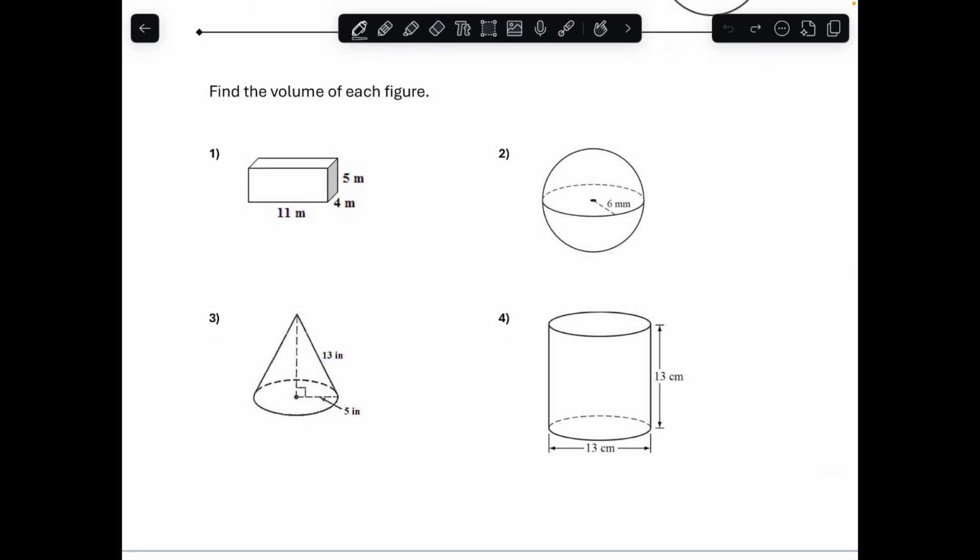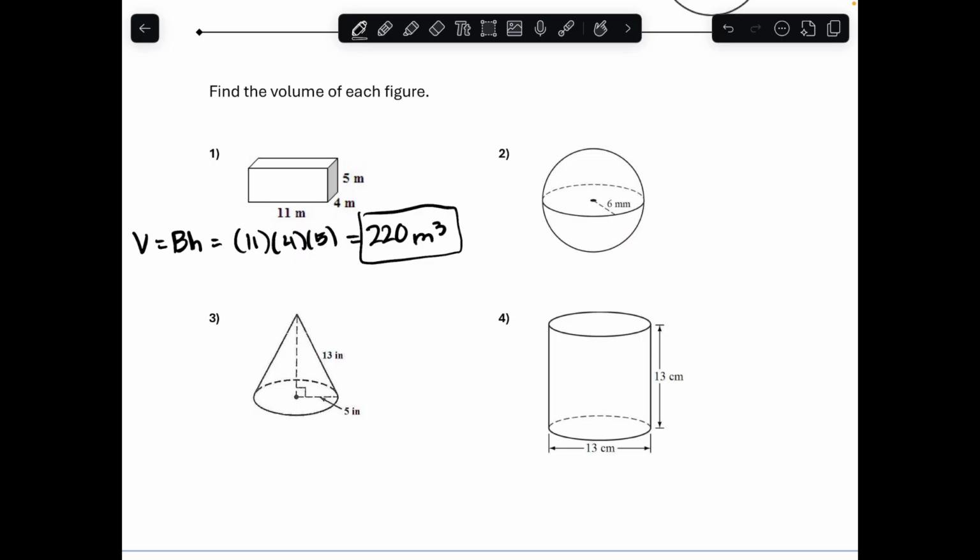So for number 1, we see that we have ourselves a prism. And so I know that my volume is going to be the base times the height. And so we can say that volume is equal to base times height, which is going to be equal to 11 times 4 times 5. And if you plug all of this into a calculator, we are going to get 220 meters cubed.